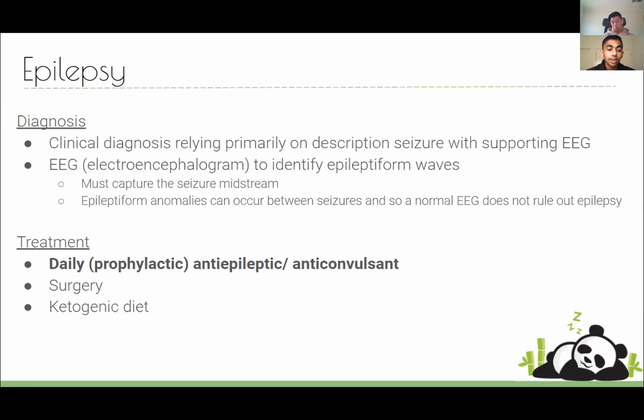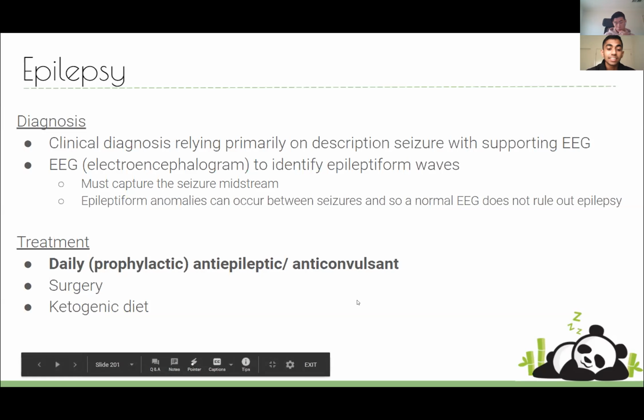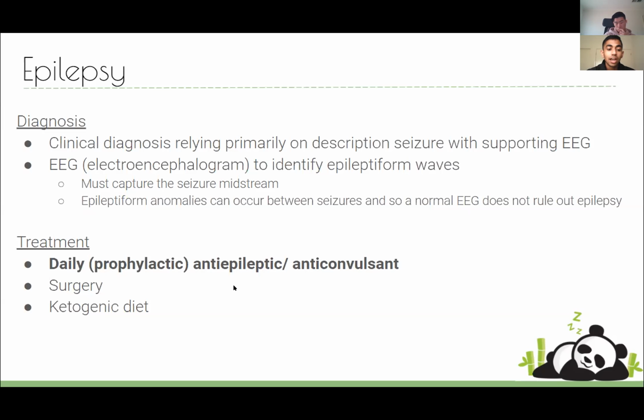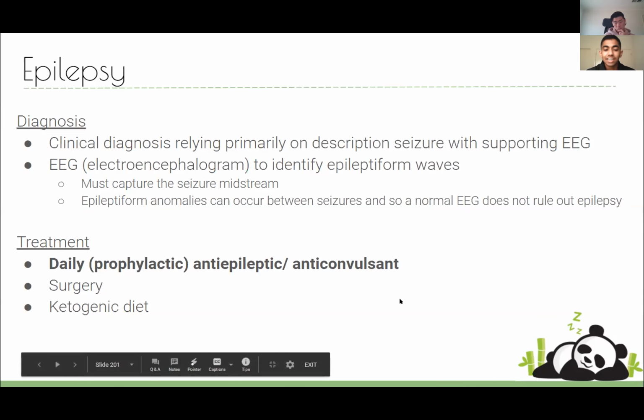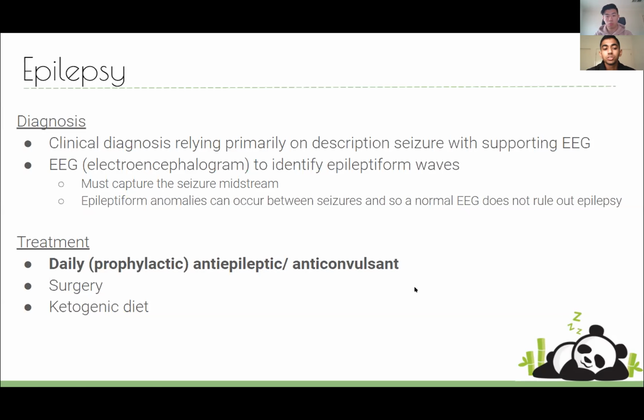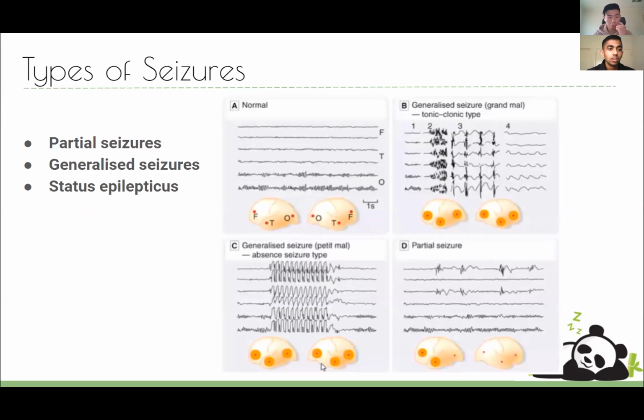In order to treat it, how are we going to treat it? A lot of people go on certain prophylactic medications, which are called antiepileptics or anticonvulsants. Sometimes if that's not working, we can use surgery. And a lot of people also use ketogenic diets to try and help, which is also a common thing that you should probably know about. You don't need to know any details about it, but just know that it's something they use for epilepsy, especially in children.